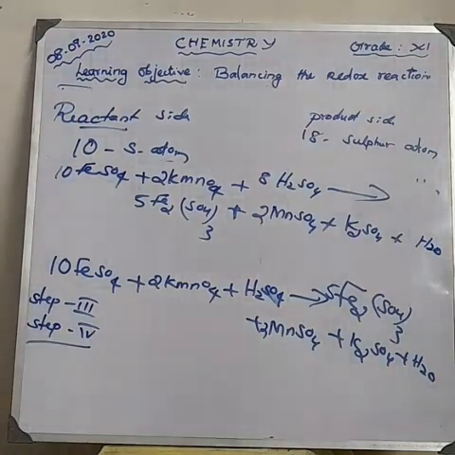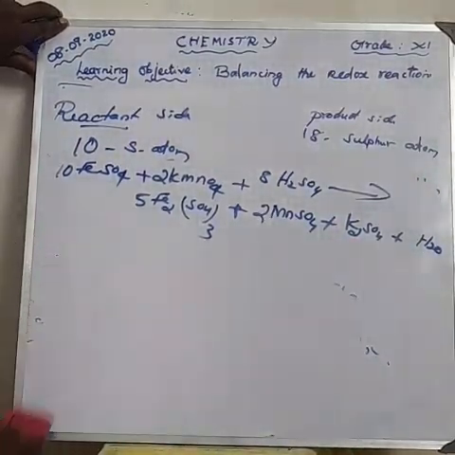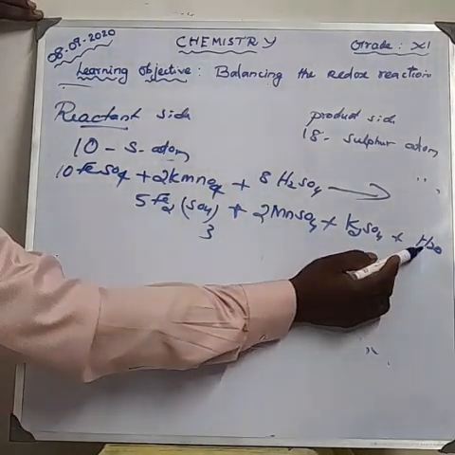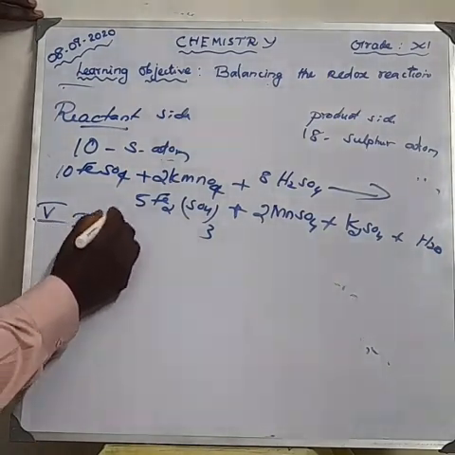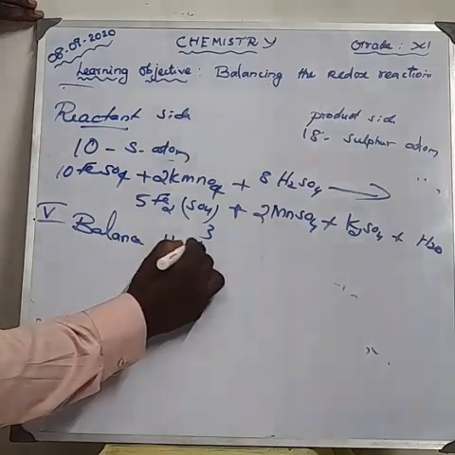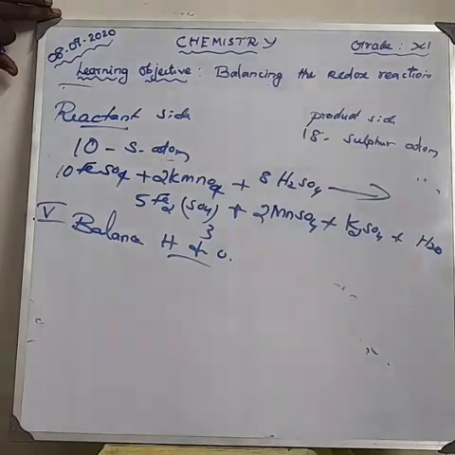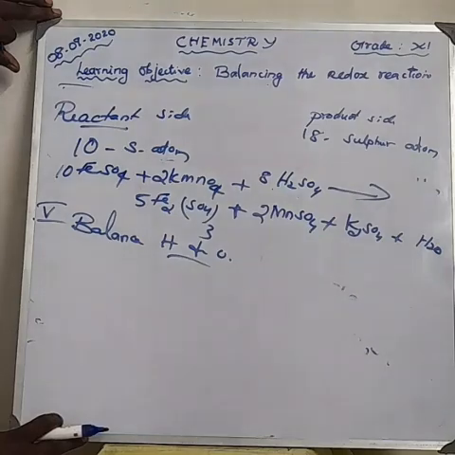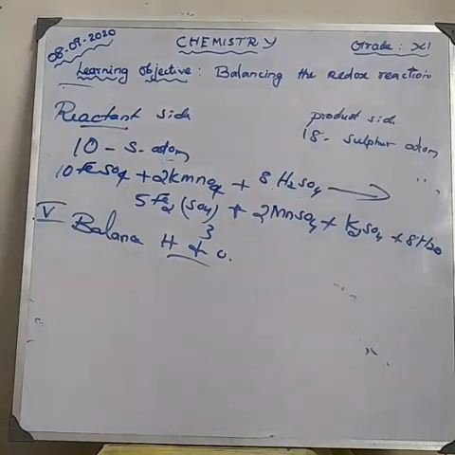Next, how to do the fifth step: balance hydrogen and oxygen. Fifth step, balance hydrogen and oxygen. Okay. Now, how much hydrogen is there? Here having 8 2s are 16 hydrogen. So how can you balance? Here it should be made 8. Okay. What about the oxygen? Oxygen is also already balanced.